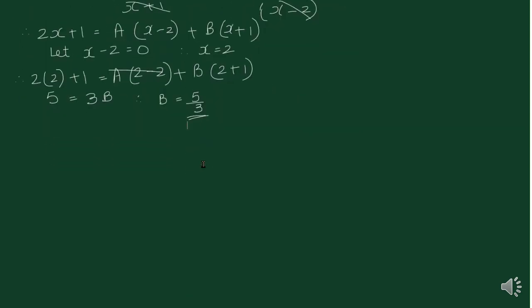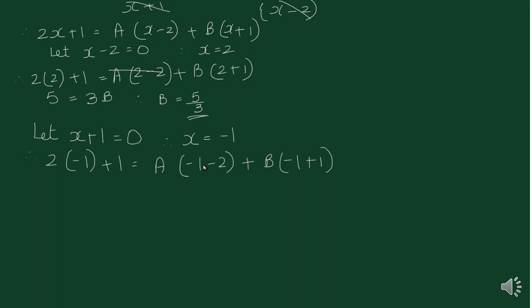Now going further, we put the next term, that is let x + 1 is equal to 0, and therefore we have x is equal to -1, and therefore 2 into -1 plus 1 is equal to a into (-1 - 2) plus b into (-1 + 1). Now in this case, the b term goes away because it becomes 0, and therefore we are getting -1 is equal to -3a, and therefore a becomes 1 upon 3. So we got the value for a and b.